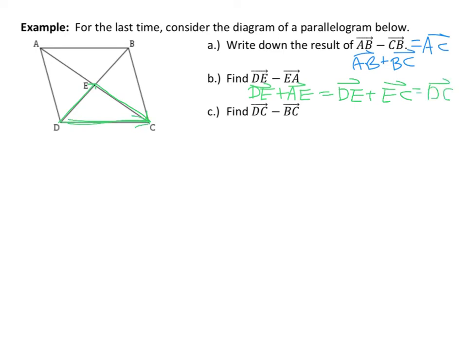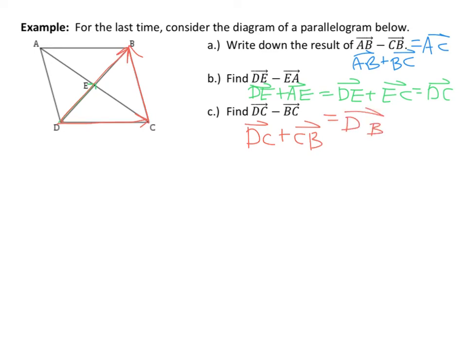Okay? And then the last one I have here is to ask us to find DC minus BC. So let's see here, DC minus BC. We could rewrite that as DC plus CB, right? So DC plus CB. That looks really straightforward. That's just DB.